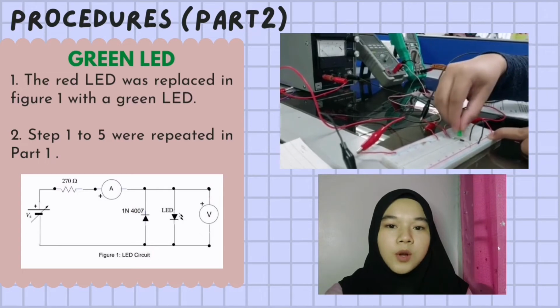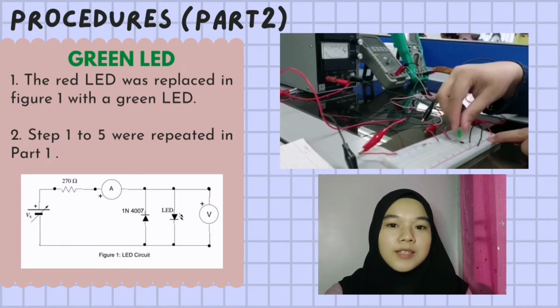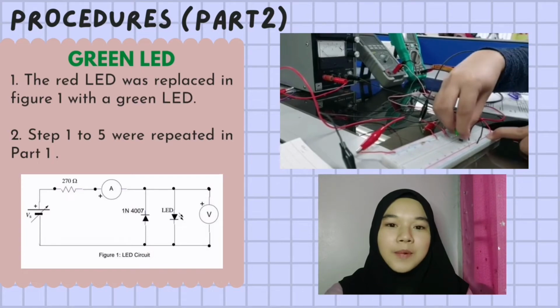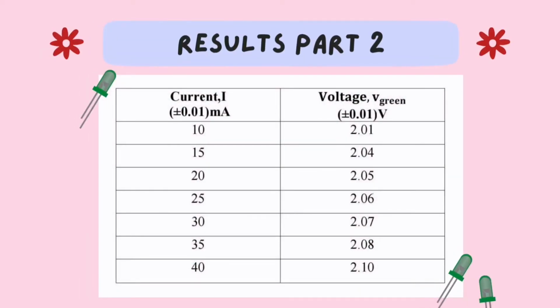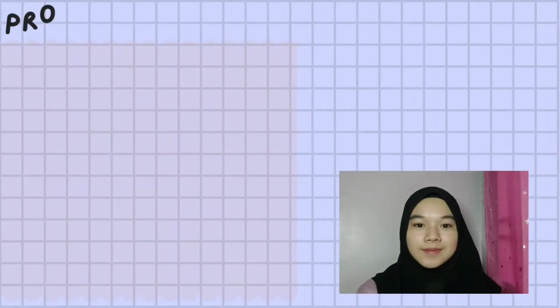Vs was adjusted to obtain other values of current listed in table 1, and the table was filled out. This is the result obtained for part 2.